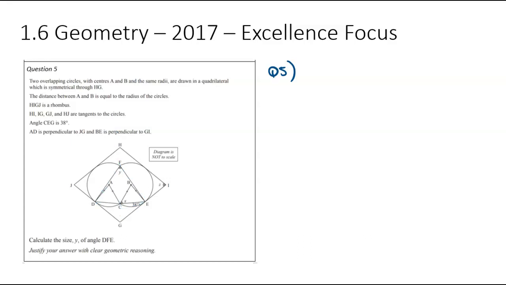We've been told that HIGI is a rhombus, so that might help later on. Basically all the sides here, they are all tangents to the circle. I've been given information about that 38-degree angle down the bottom there, and I've got some information about AD being perpendicular to those ones there. We've been asked to calculate the size of angle Y.